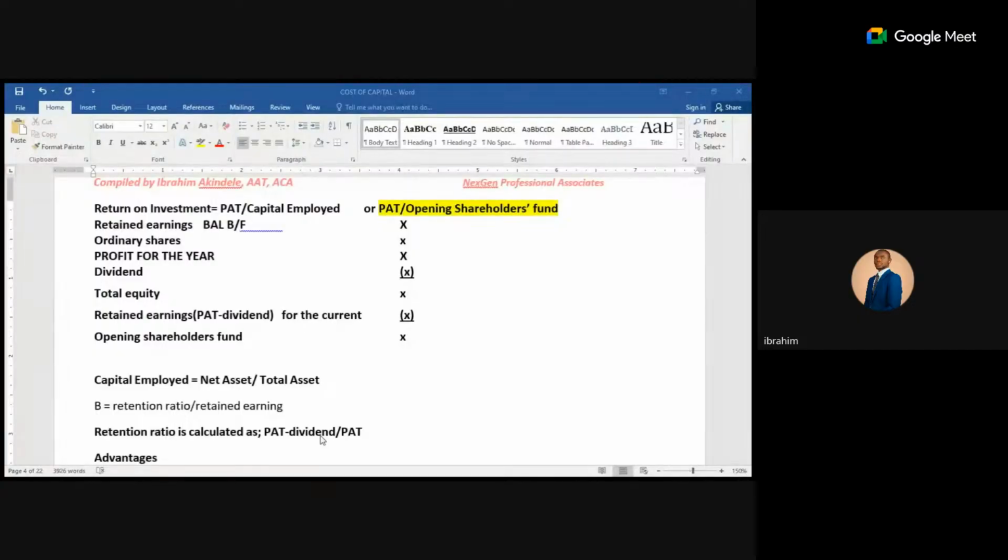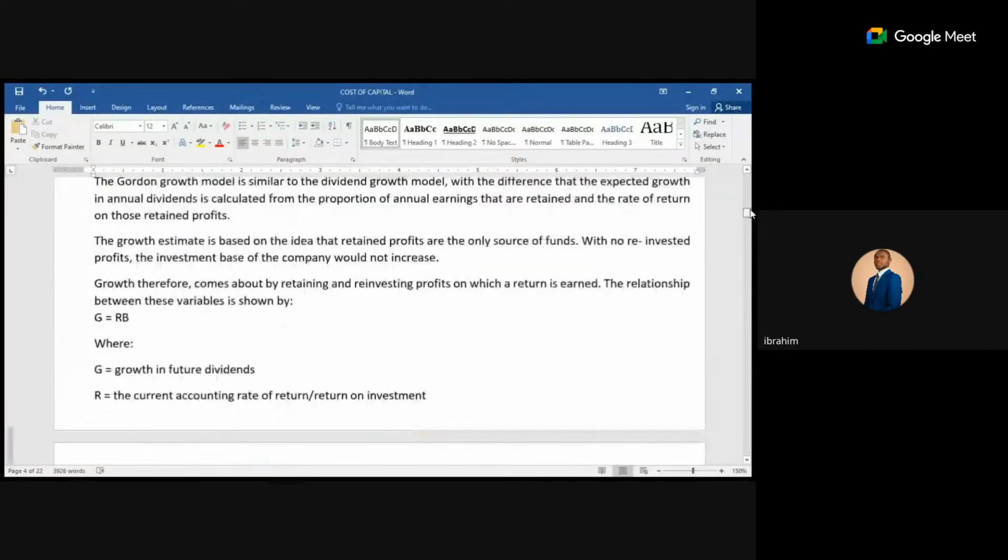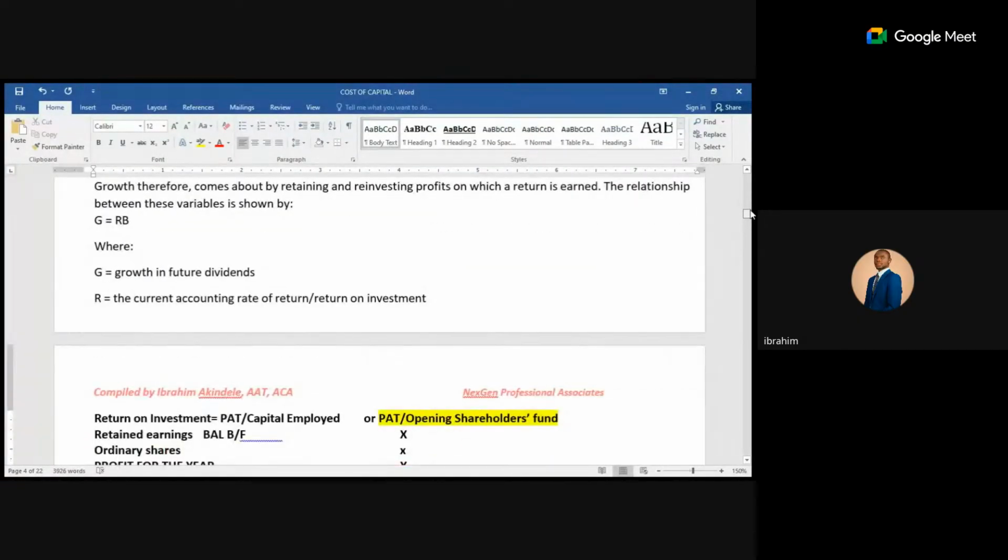Now, you already calculated your retention. Now, the ratio, which means the percentage. So therefore, you have profit after tax minus dividend, divided by the profit after tax. That gives you the retention ratio. Class, am I communicating? So that is your B. So therefore, growth rate is equal to R times B.